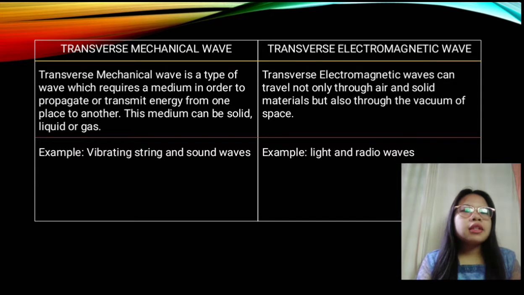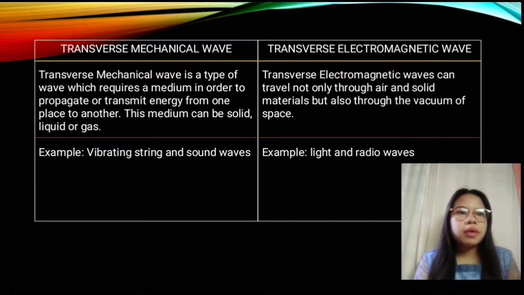On the other hand, the transverse electromagnetic wave is a type of wave which can not only travel through air and solid materials, but also through the vacuum of space. This means that this type of transverse wave doesn't need matter in order to propagate. For example, light and radio waves. All electromagnetic waves are considered transverse, but not all mechanical waves are considered transverse, because we have another category for mechanical waves, which is the longitudinal wave.